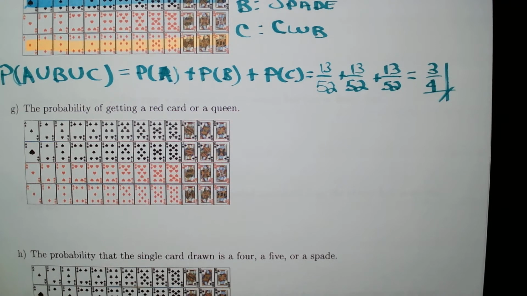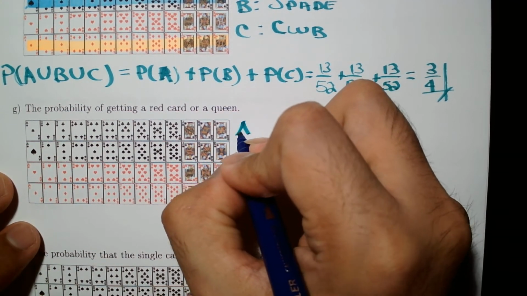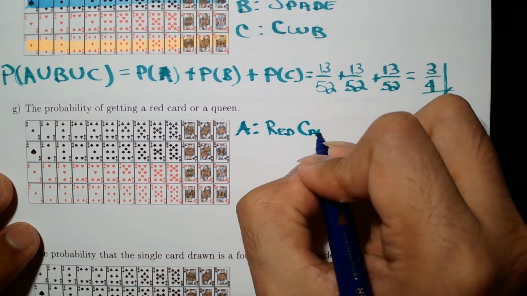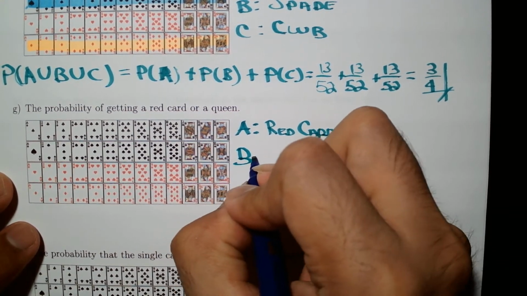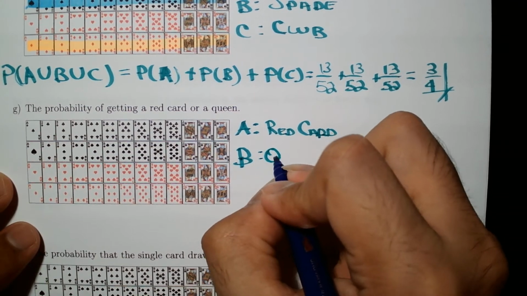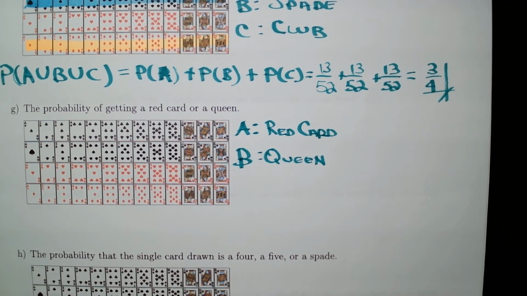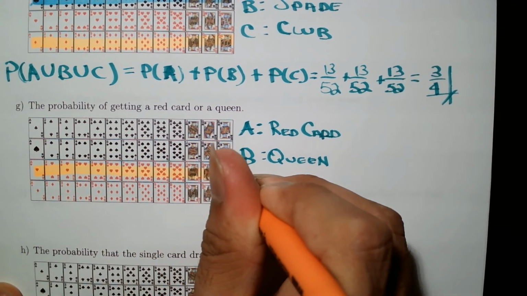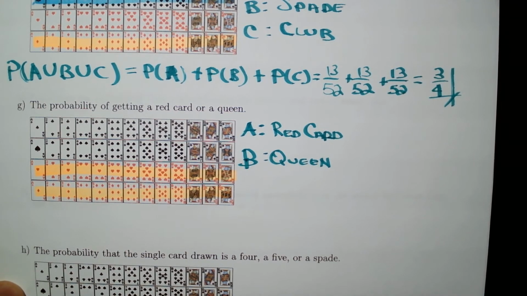Probability of getting a red card or a queen. All right. So let A be red card and let B, event B, be queen. So I'm gonna highlight all the red cards with orange and all the queens with blue.